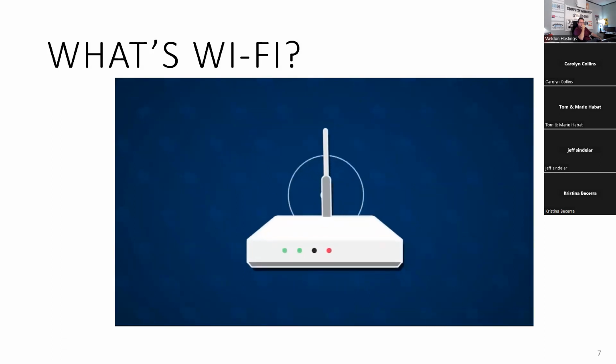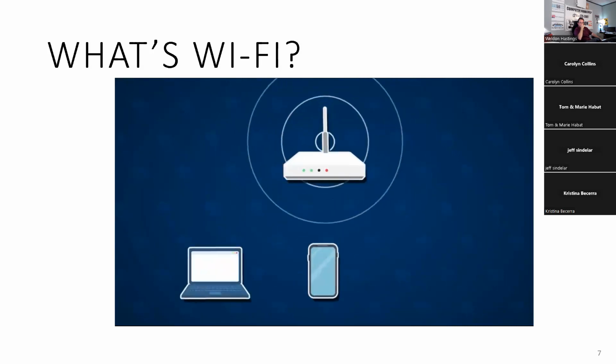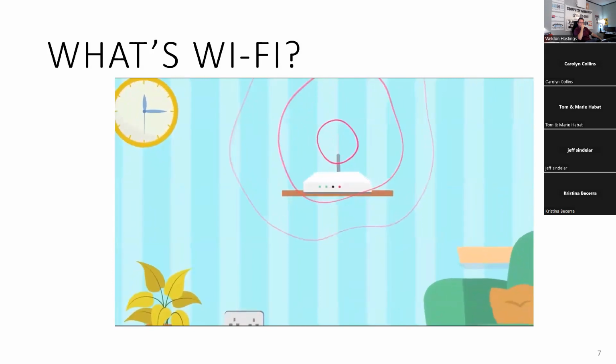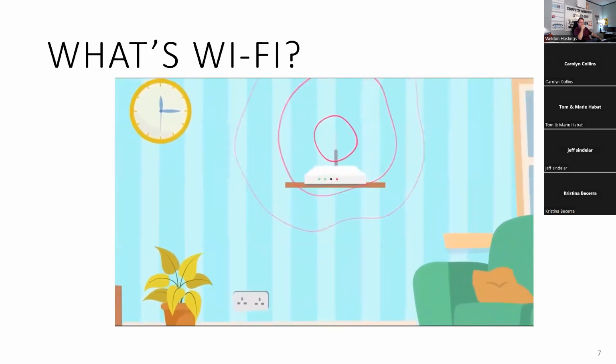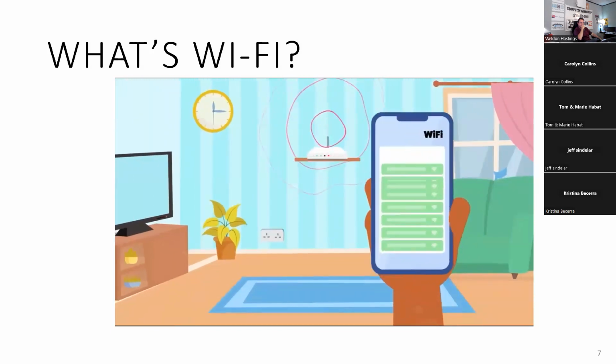Wi-Fi uses radio signals to provide wireless internet access to devices like phones, laptops, and tablets. At Max's house, the Wi-Fi router sends out radio waves on a specific frequency, kind of like ripples in a pond. These signals are picked up by a tiny antenna inside Max's phone.